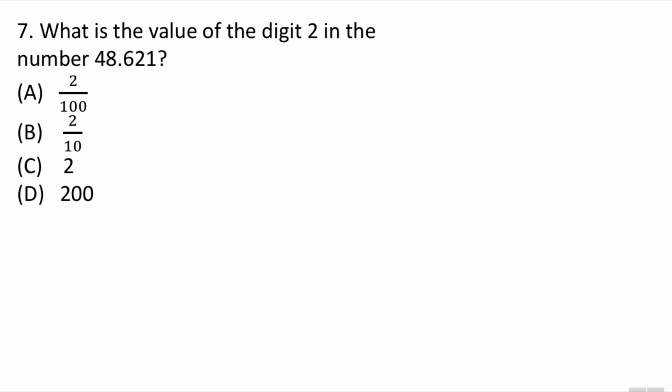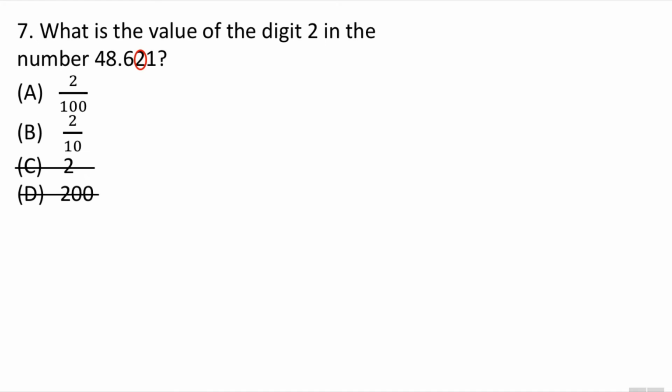What is the value of the digit 2 in the number 48.621? Again, you should realize that the first thing to do is to identify the digit that we're focusing on, which is 2 in this case. Also, I want you to notice that that 2 is to the right of your decimal point, which therefore means that it is a fraction. It's less than 1, which therefore means that right away we know that C cannot be your answer, D cannot be your answer. So we could cross those two out. Also, it therefore means that we're left between A and B to choose from.